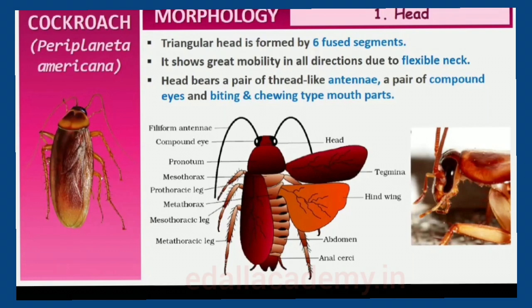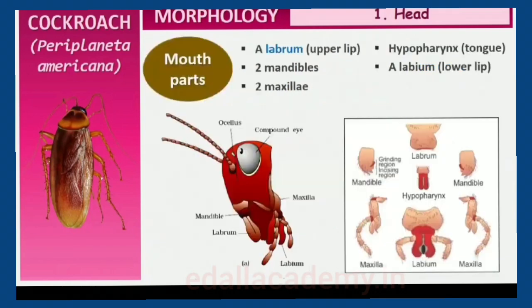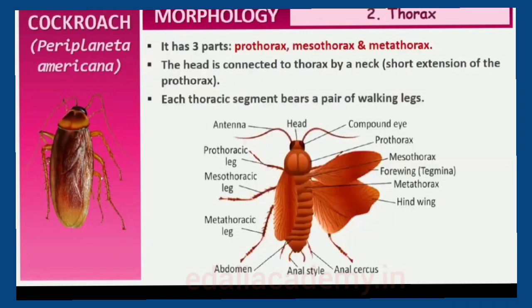Anterior end of the head bears appendages forming biting and chewing type of mouth parts. The mouth parts consist of a labrum, upper lip, a pair of mandibles, a pair of maxillae and a labium, lower lip. A median flexible lobe, acting as tongue, the hypopharynx, lies within the cavity enclosed by the mouth parts. Thorax consists of 3 parts, prothorax, mesothorax and metathorax. The head is connected with the thorax by a short extension of the prothorax known as the neck.